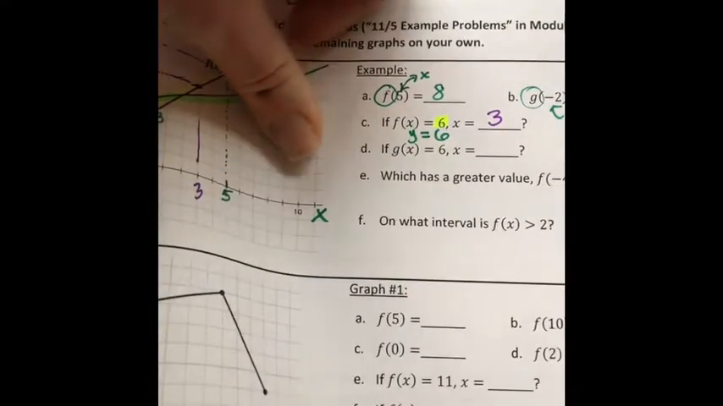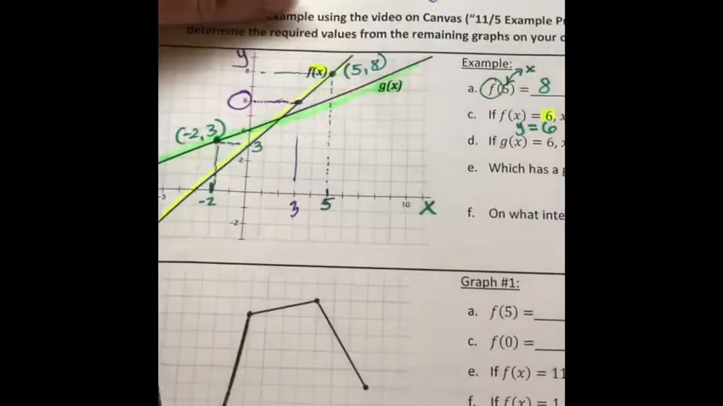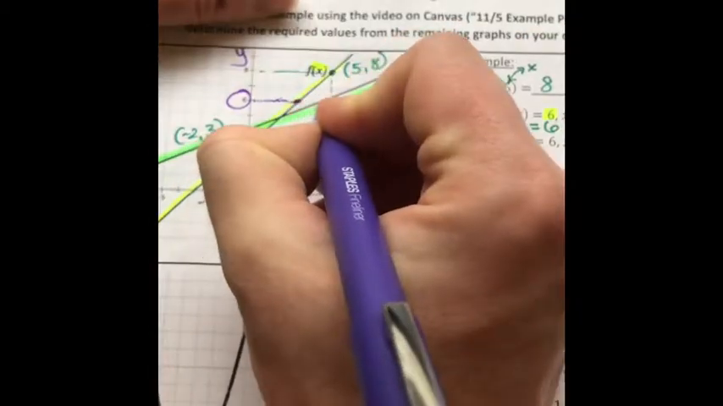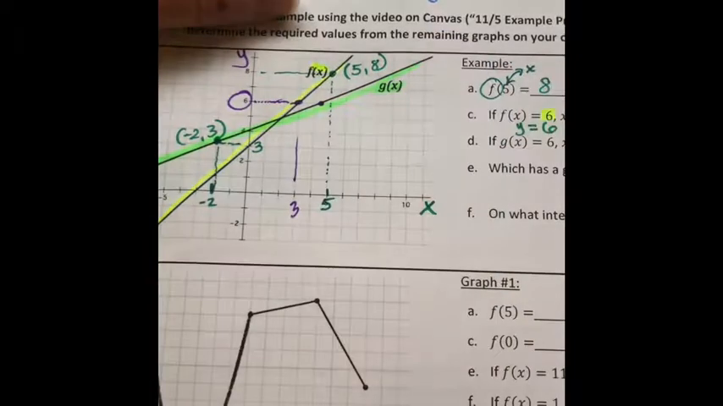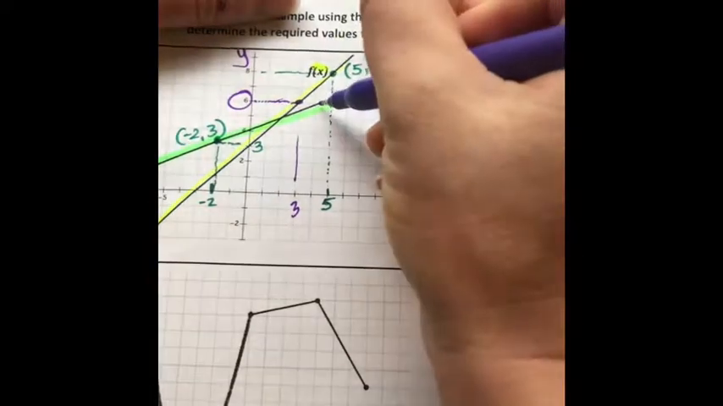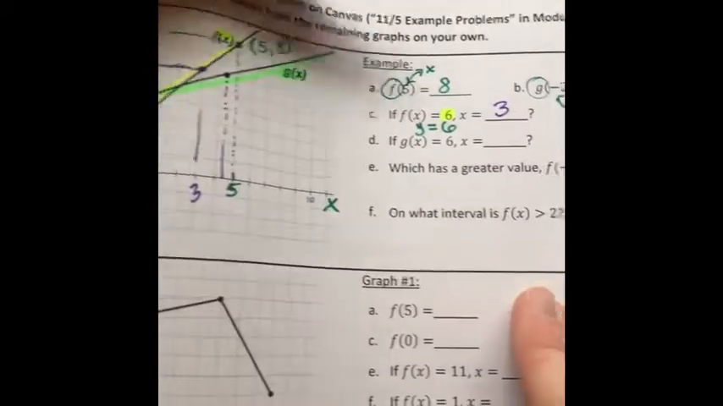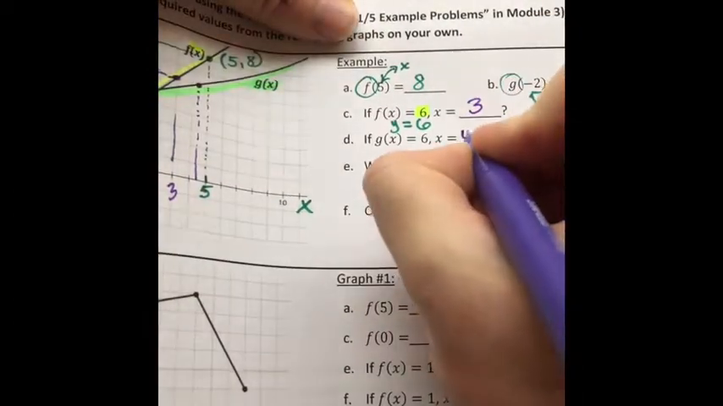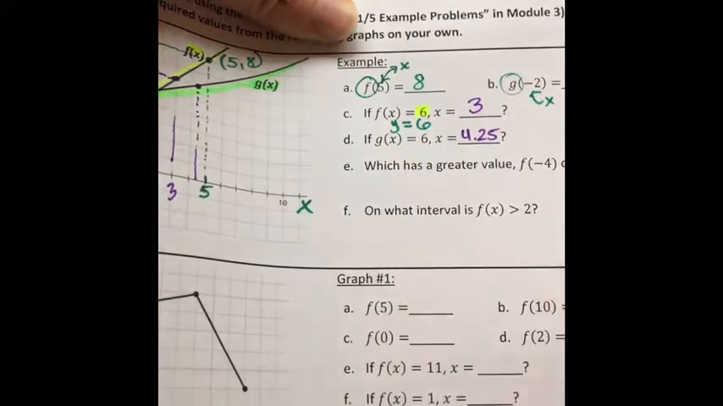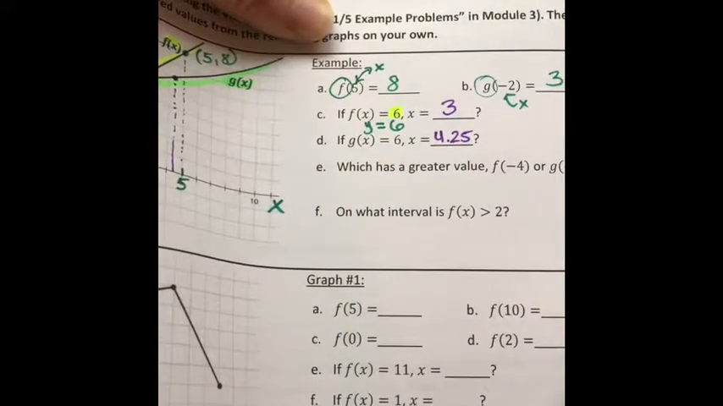Likewise, part D, if g of x equals 6, okay, so now we're going to take this all the way over to g. Looks like it's just past the x value 4, maybe 4.25. It's okay to estimate it. We are working with a graph here. We're not working with an equation or an exact value like that.